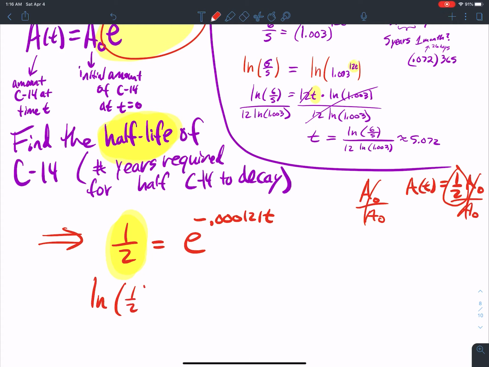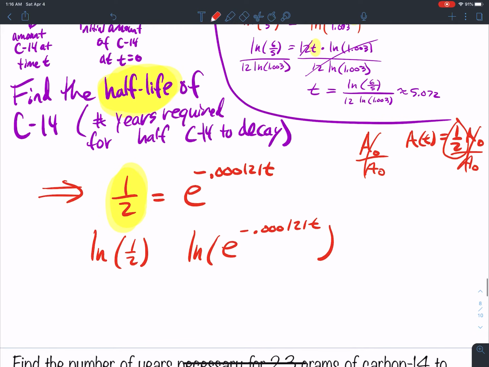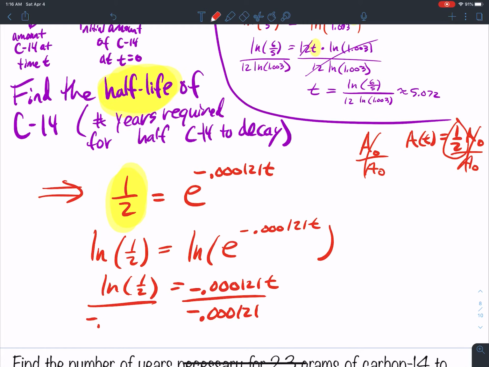Okay, so how do I solve this for t? Natural log both sides. If I natural log this, what happens to e and the ln? Well, they cancel each other, so I have ln of 1/2 equals negative 0.000121 t. If I divide both sides by this constant here, I'm going to get my answer. Okay, so t is roughly, when you type that in your calculator, what are you going to get? About 5,728, okay? Which just so happens to be matching the half-life that I told you that carbon-14 had.